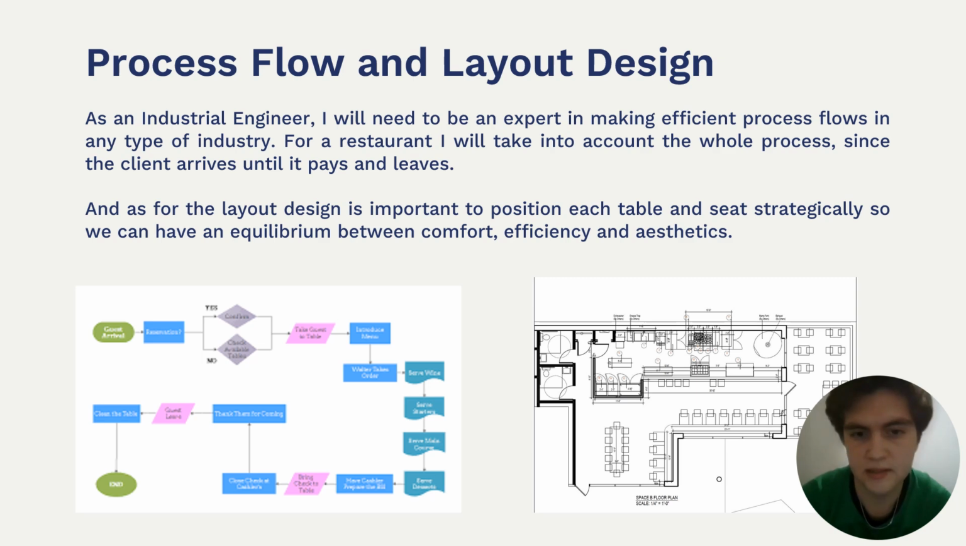And as we slice our process flow, we can see that there are several steps that could be improved in any restaurant. For example, just to talk about something, at the start of the process flow, when the customer asks for food, there is a waiter, but we can automate that part by having iPads in the tables. And as for the layout system, it's important to position each table and seat strategically so we can have an equilibrium between comfort, efficiency, and aesthetics.